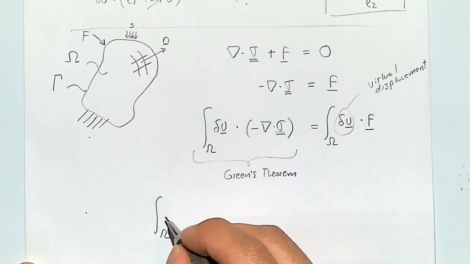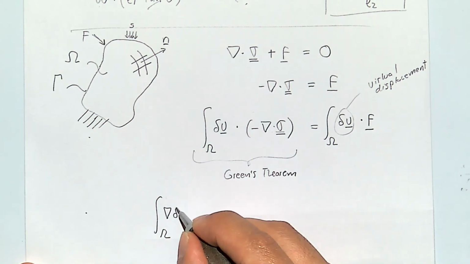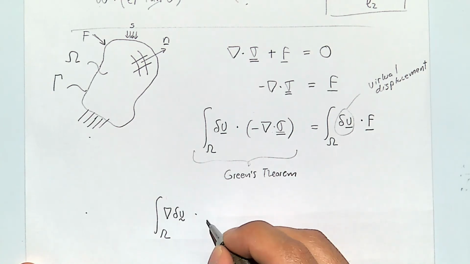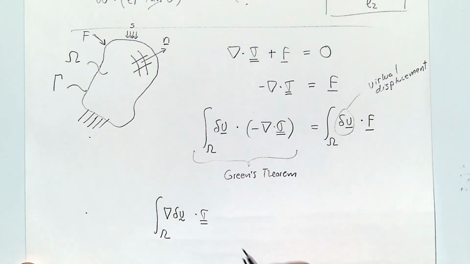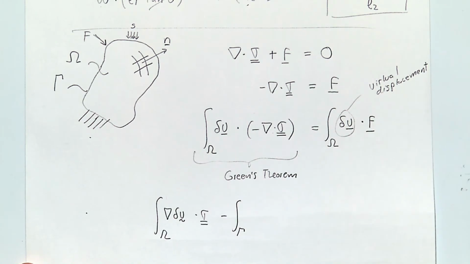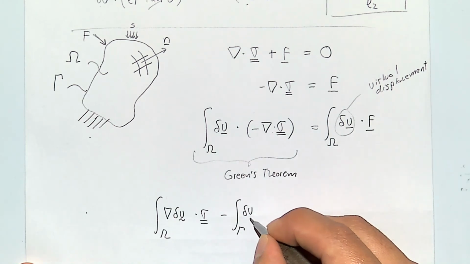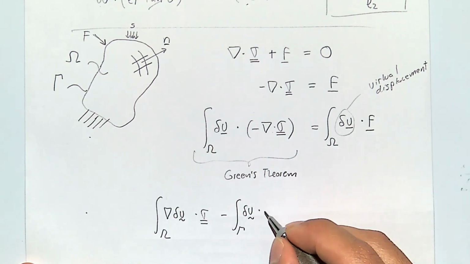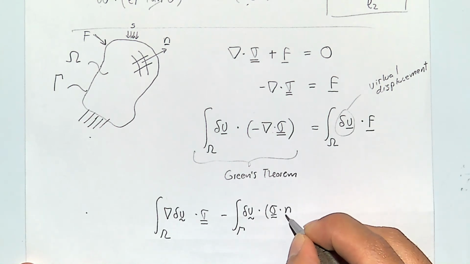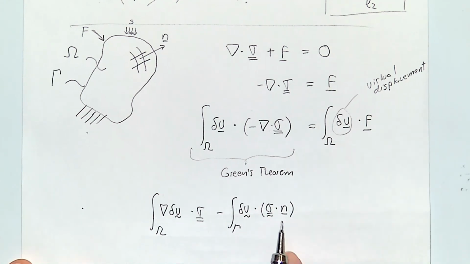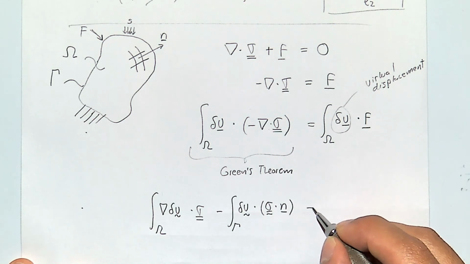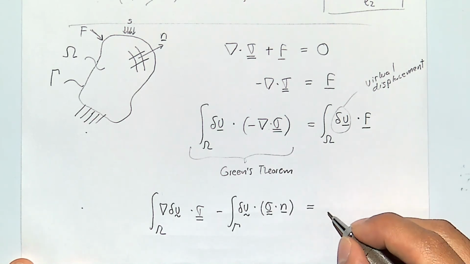According to Green's theorem, I can write this as the gradient of the virtual displacement times the stress tensor, plus an integral over the surface of virtual displacements times the, do you remember what this is, guys? Stress times n. And the other term remains the same.